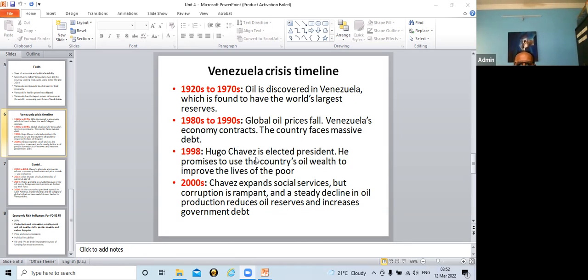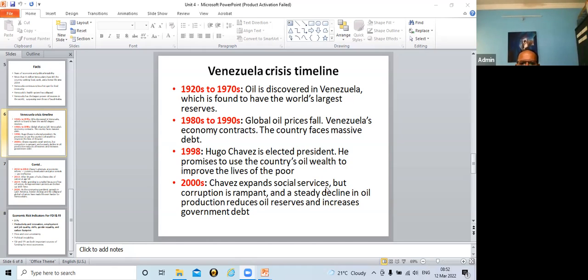Then in 1998, Chavez was elected president, and he promised the country that he will use the oil as the wealth of the nation, and he will try to increase the standard of living of the poor. So that was a promise given by Chavez in the year 1998. Then in 2000, Chavez expanded social services.